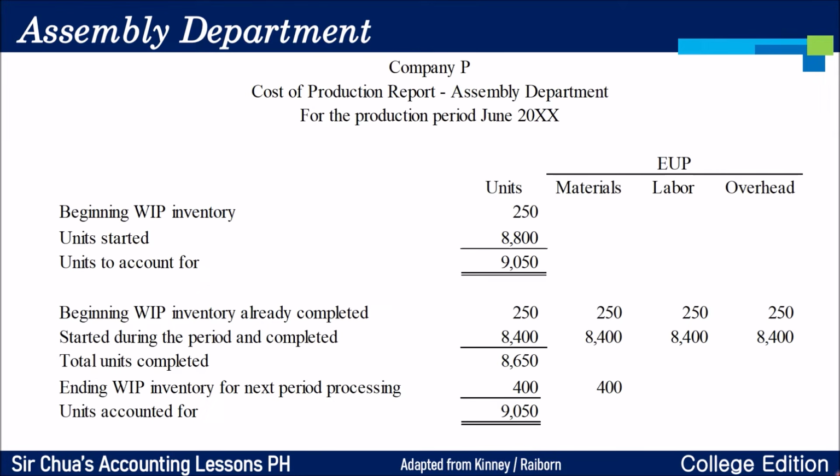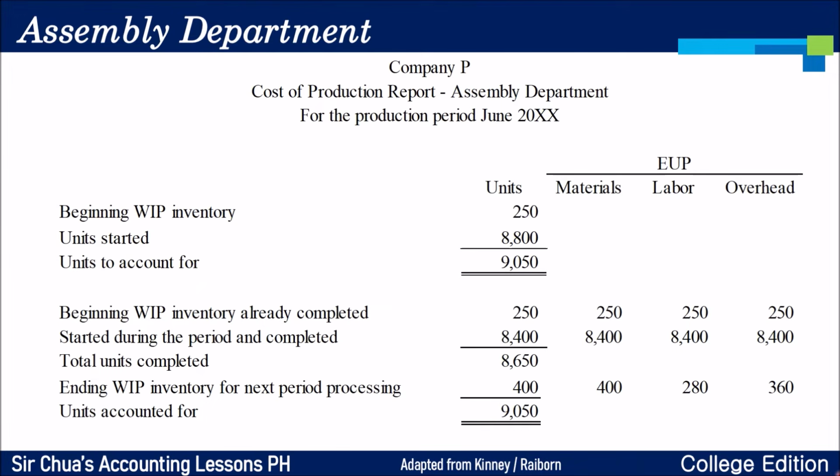For direct labor, it's only 70% completed. So, 400 times 70%, the equivalent units for labor is 280. And then for overhead is 90% complete. So you did 90% of the 400 units. So the equivalent units for overhead is 360 equivalent units. Although you really have 400 units physically, the equivalent units is only 90%, which is 360.